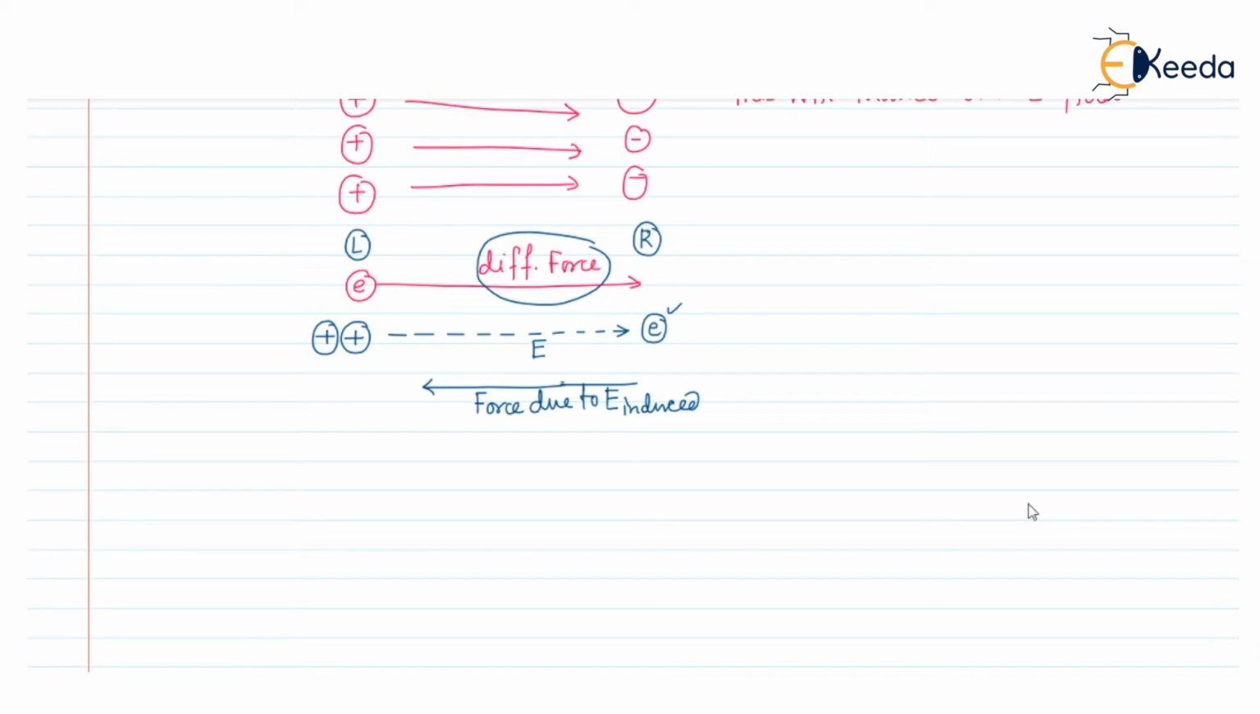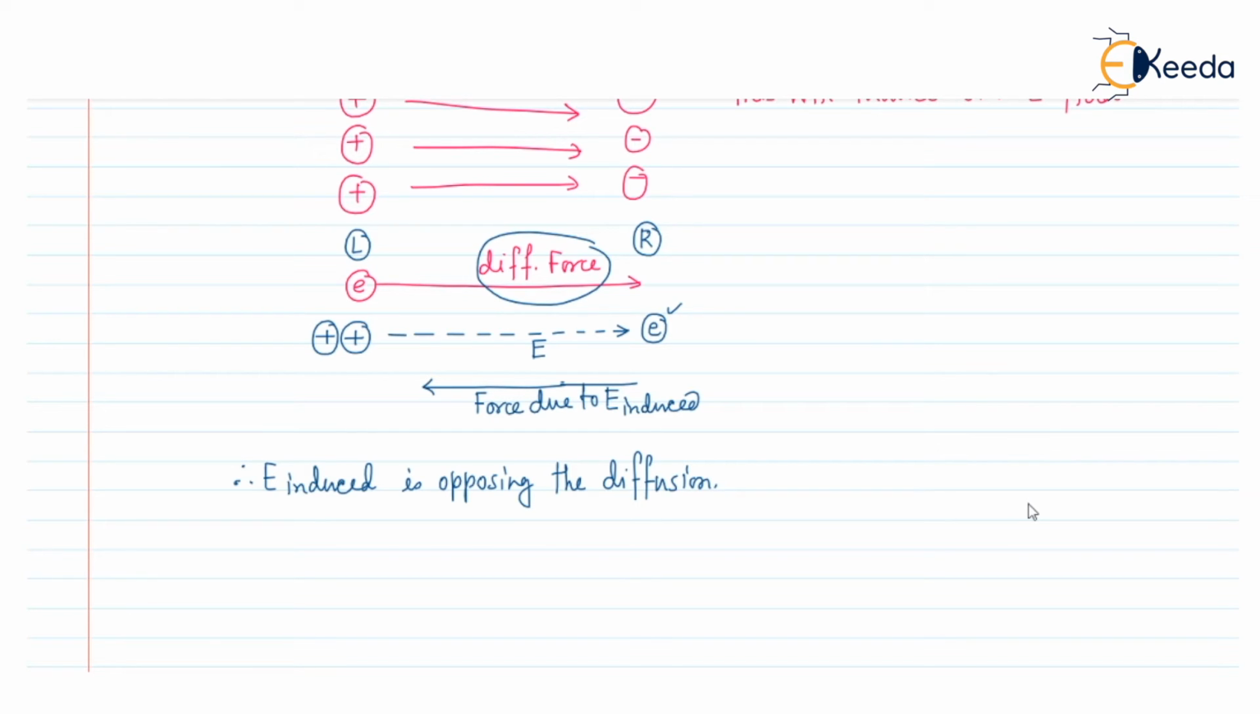forces. So we can see that the electric potential phi has been developed. So we can write that the electric potential will be developed. E induced has been developed, and this E induced is opposing the diffusion process. That's what I am telling right now.